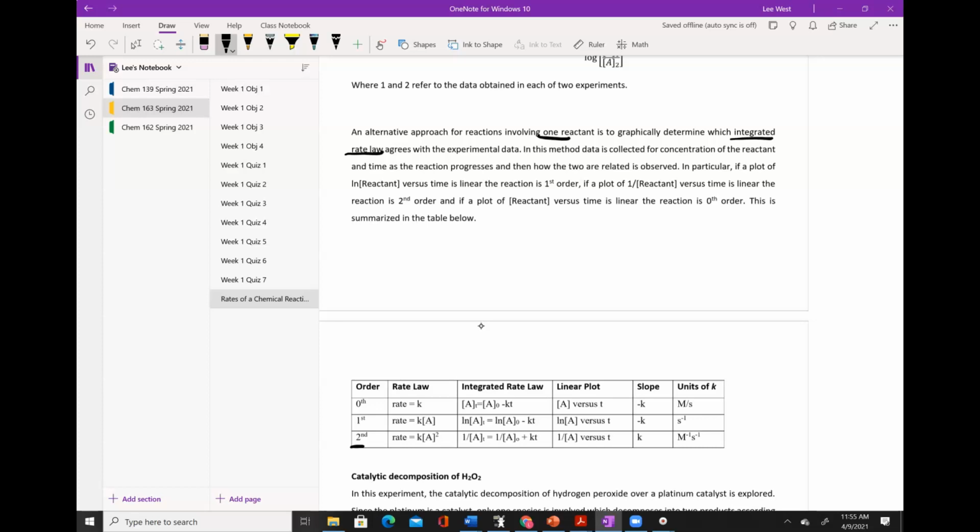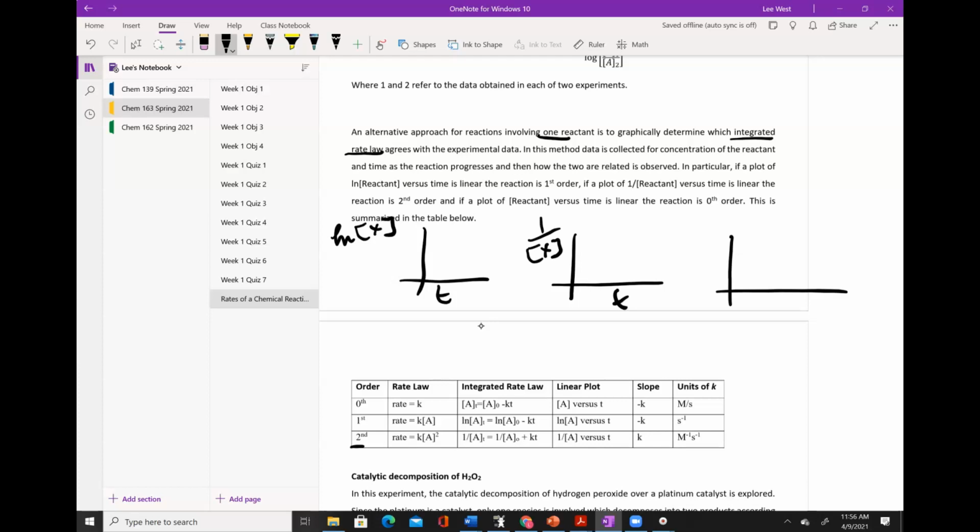So what you do in this case, when your reaction has only 1 reactant, is you do a series of plots. You do 3 plots, or however many you need, and you're going to plot the log of the concentration of your reactant against time. You're going to plot 1 over the concentration of your reactant against time, and you're going to plot the concentration of your reactant against time. And if your graph for the log plot is linear with a negative slope, then that tells you that it's first order.